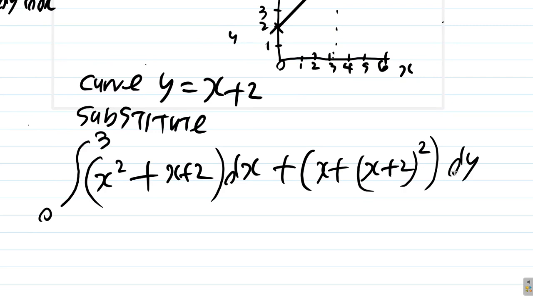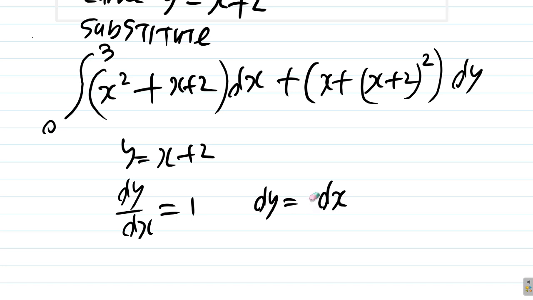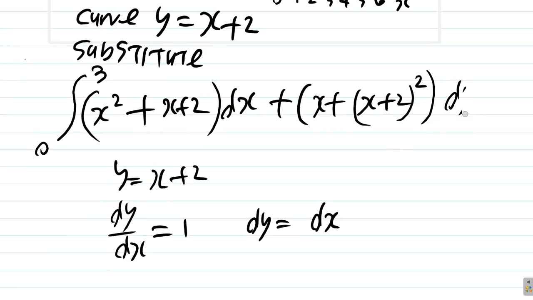Alright, so we still have a problem here. We have a dy. We need dx throughout. Now, since y is equal to x + 2, when you differentiate this with respect to x, dy/dx is equal to 1. So therefore, dy is equal to 1 times dx. dy is equal to dx. We don't have to put the 1 there. So we can just rewrite this as dx. So the dy is the same thing as dx. So just write dx here. You see that?